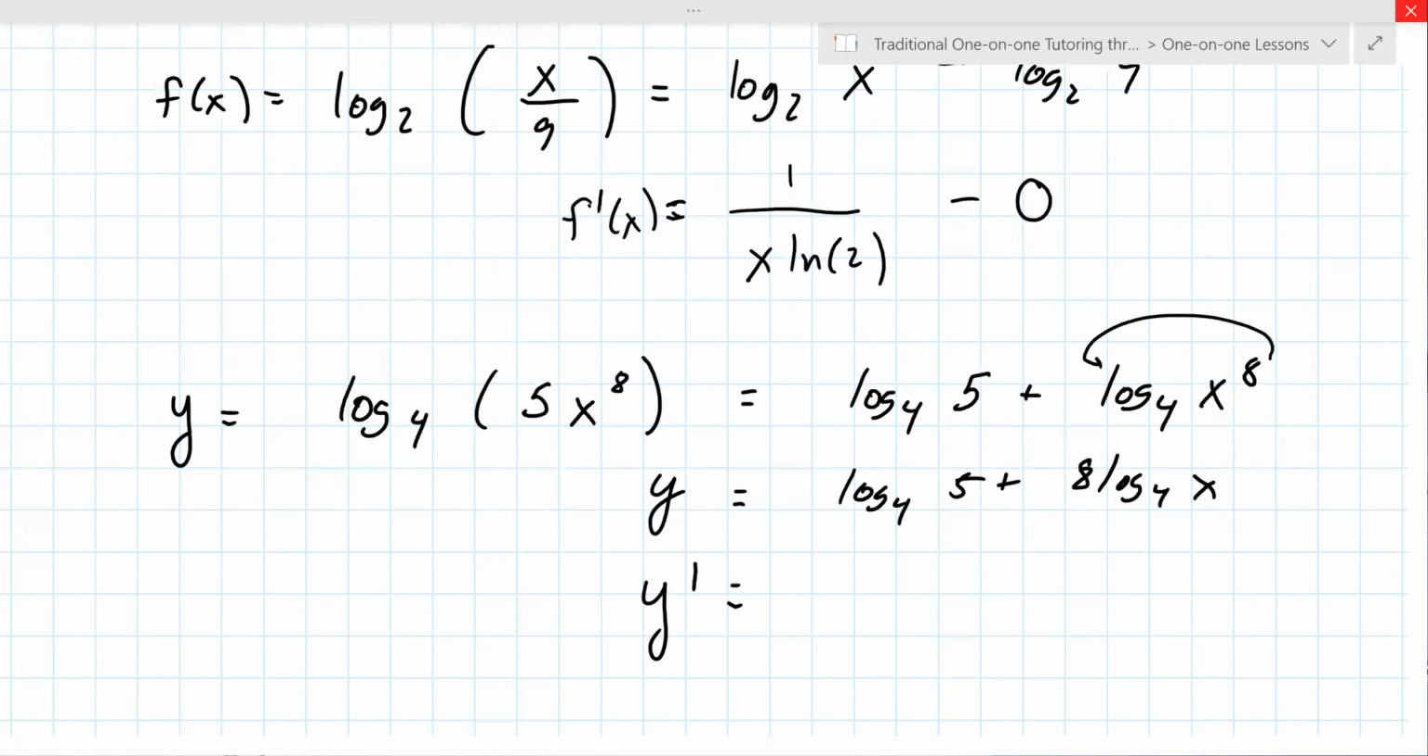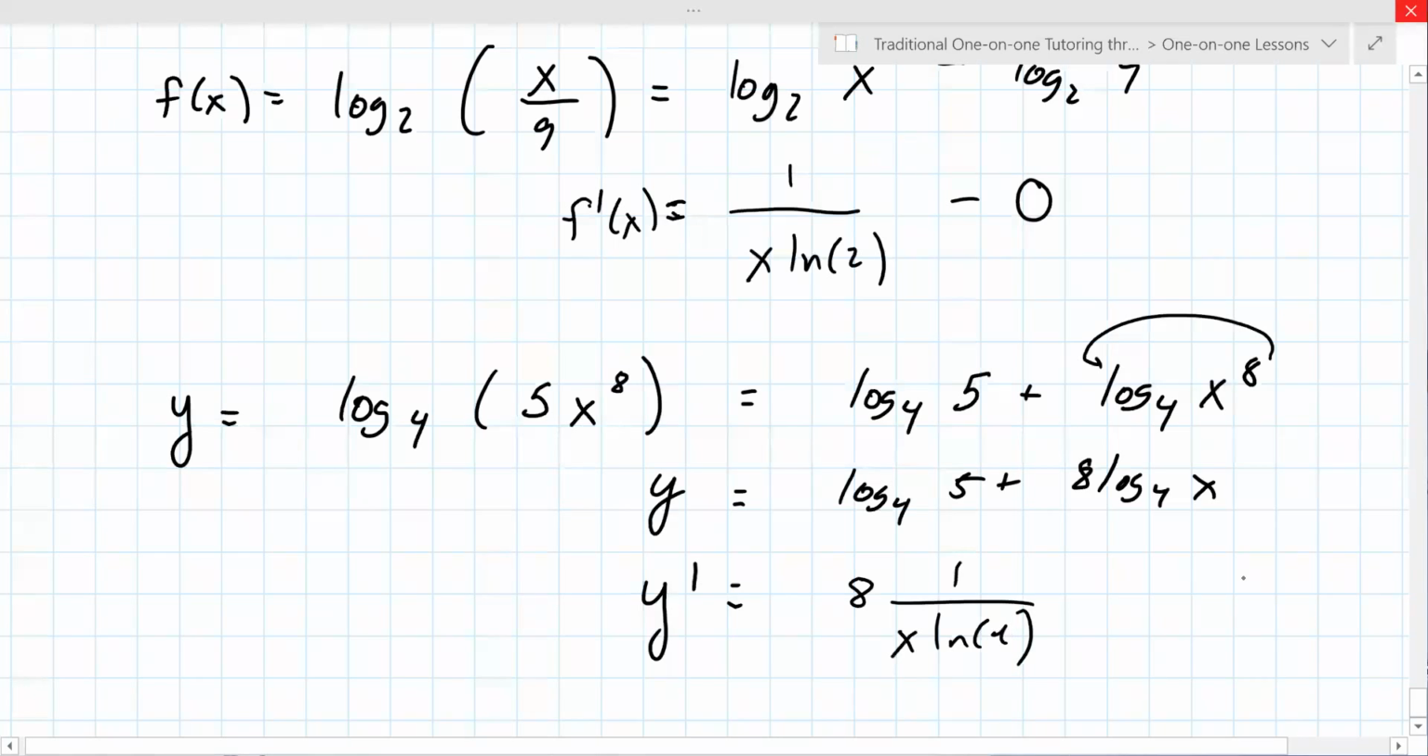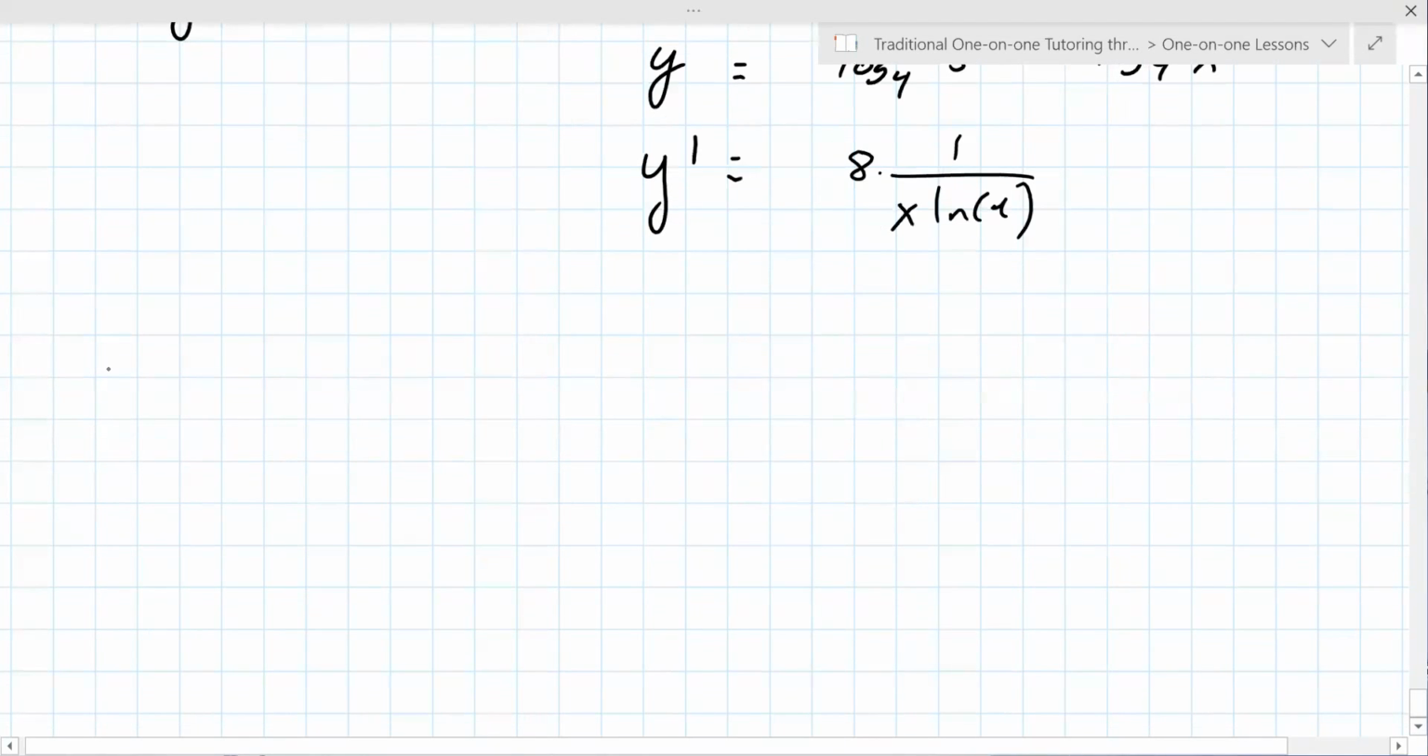X. No, 1. 8. 8 is here. So here's your final answer for this one. Yes, I got that. Great. Okay. All right.